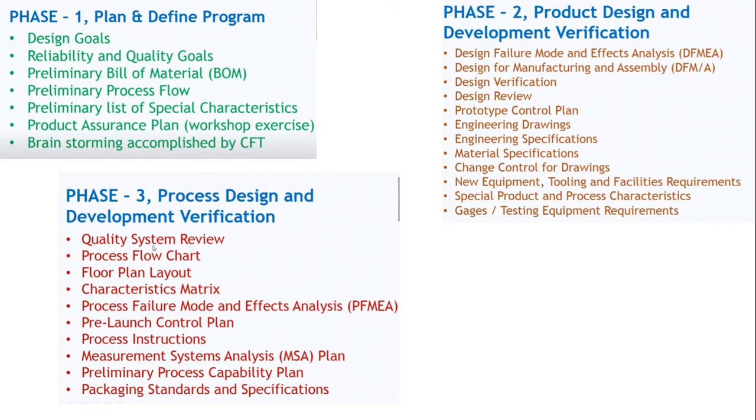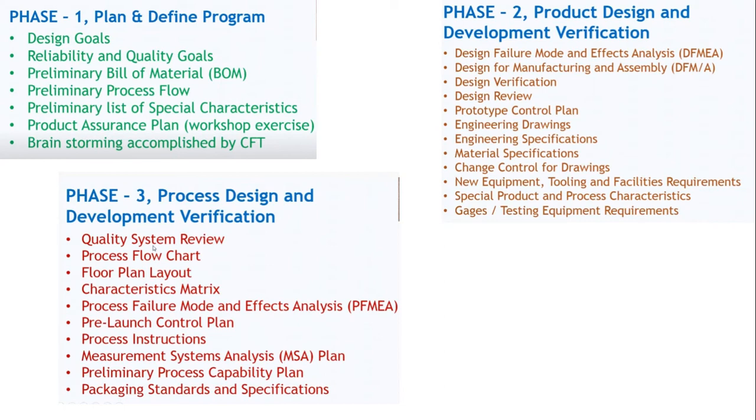Over there we are going to deal with DFMEA and DFMA, that is design failure mode and effects analysis and design for manufacturing analysis. So these things we deal with in the product design. Here NPD design engineers will work. Design verification, design review, then prototype, then engineering drawings, and the engineering specifications we follow over there, and the material specifications we need to take. Then change control for drawings, new equipment, tooling and systems, whatever we need, everything will be taken up here. And then gauges and testing equipment requirements, everything here we grab, and then we'll start with the process design.